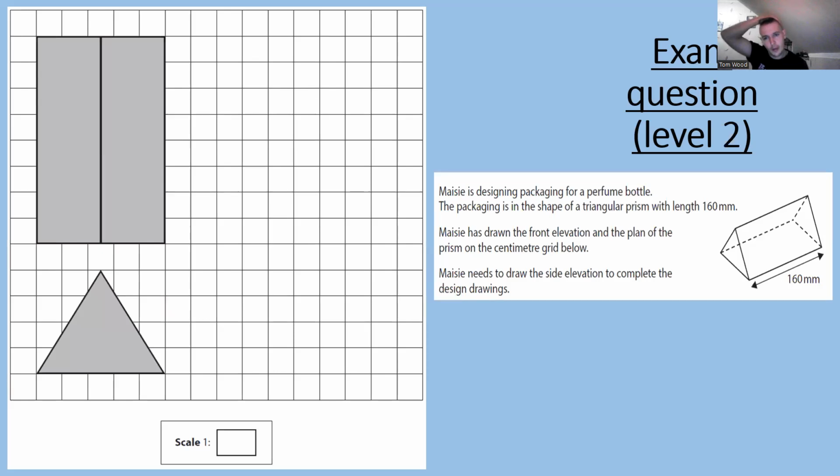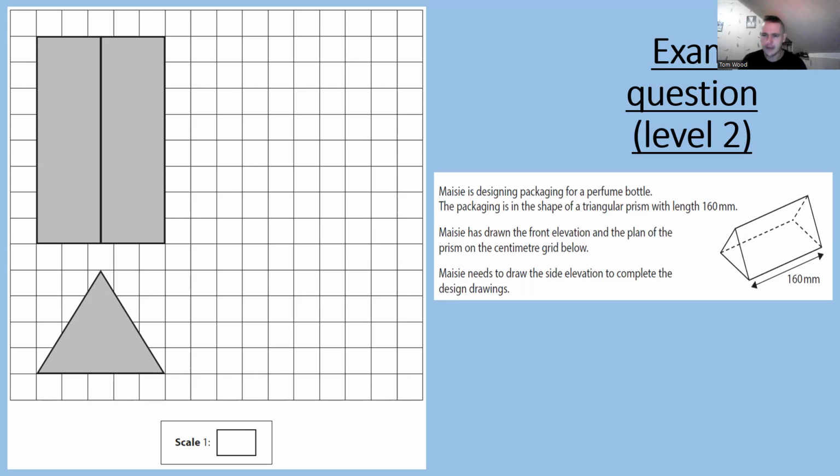This is an example of a level 2 question. Very similar, but again, this is part of a 2-part question. I think it actually asked some extra information after. So we've got Maisie designing packaging for a perfume bottle. The packaging is in the shape of a triangular prism with a length of 160 millimeters. Maisie has drawn the front elevation and the plan of the prism on the centimeter grid below. Maisie needs to draw the side elevation to complete the design and drawing.